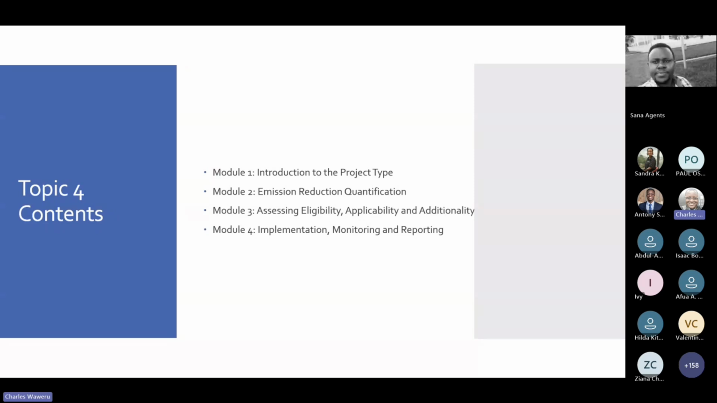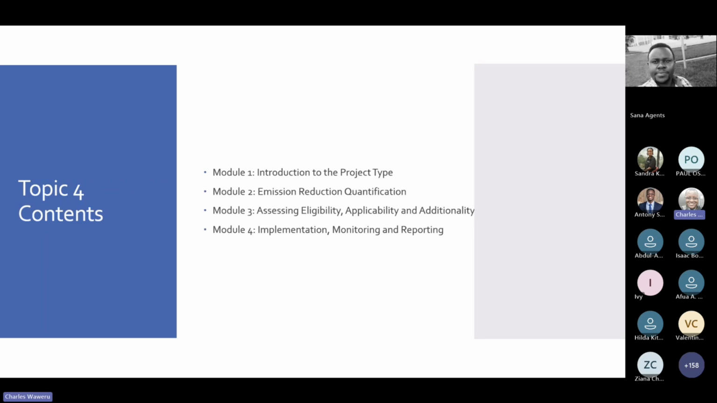The second module, to be taken by my colleague Ziana, is how we go about quantifying emissions reduction from the forestry sector. Then I will come back in to give you guidelines and nuances on the eligibility, applicability, and additionality. For example, you may be wondering if there is a natural forest, for example in the Congo Basin, can you get carbon credits from that?